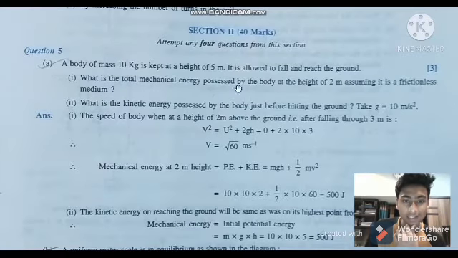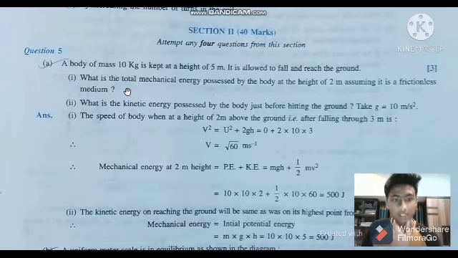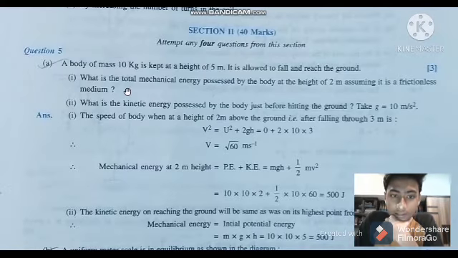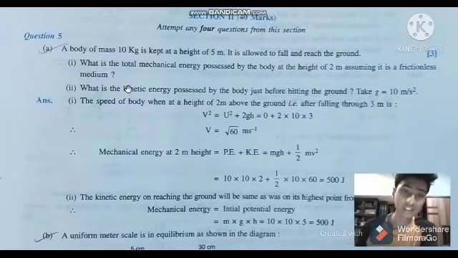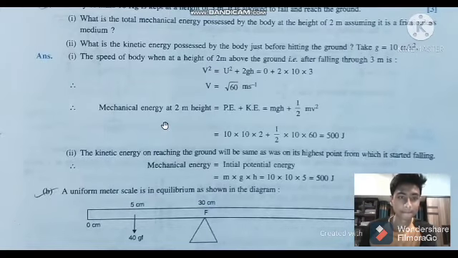What is the total mechanical energy possessed by the body at the height of 2 meter, assuming that it's a frictionless medium? So the answer is going to be that the speed of the body when it's 2 meter above the ground, through 3 meter, is v square is equal to u square plus 2gh. Like this, they have calculated the v, which comes out to be root 60 meter per second. This is class 9 method.